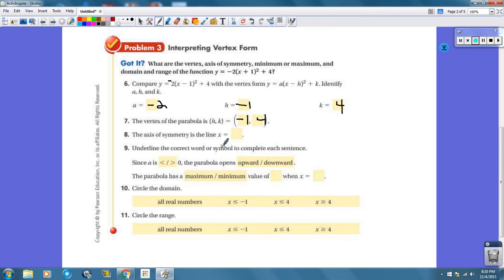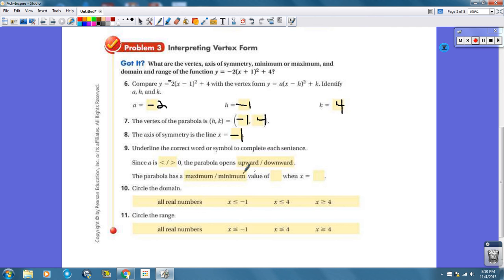Okay, and my axis of symmetry is going to be whatever x is. So in this case it would be k. I mean, sorry, not k, it's h. So it's going to be x equals negative 1. Okay, because remember that's the line that goes vertically through and it cuts the parabola in half.